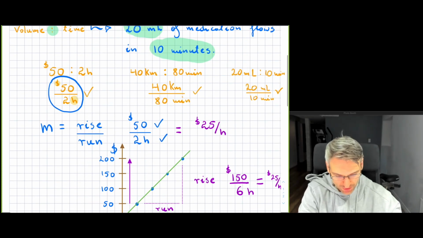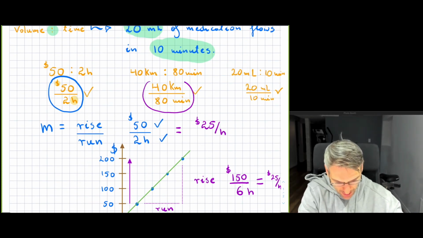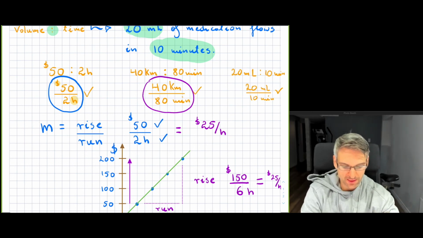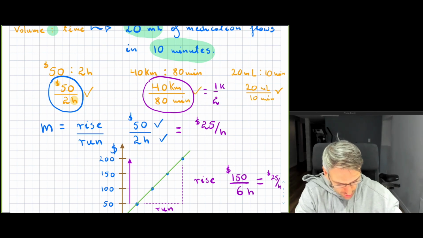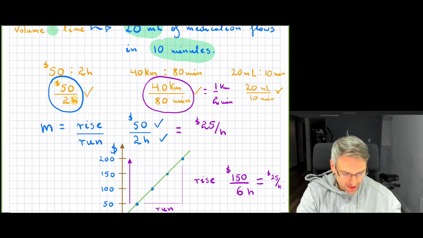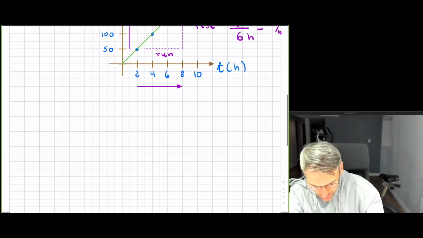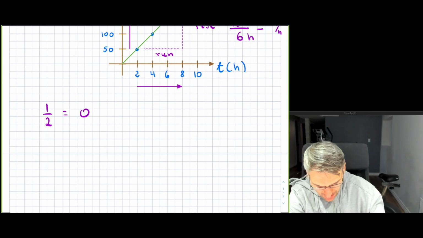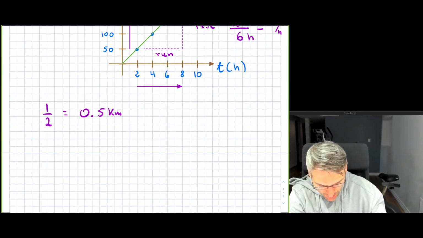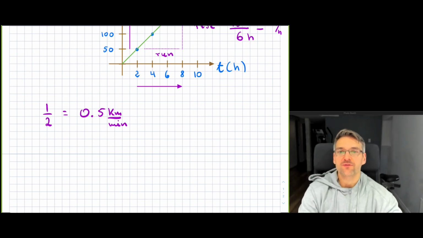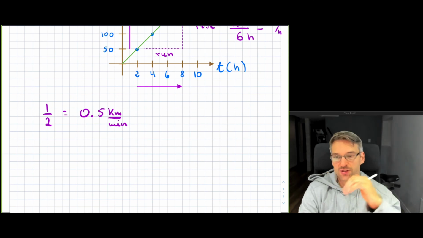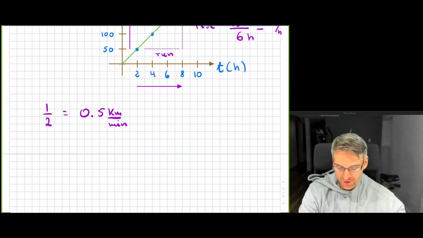So if we took, for instance, this right here, of course, I can simplify 40 kilometers in 80 minutes. And what I would get is 1 kilometer, so this is, for instance, 1 over 2. So 1 kilometer for every 2 minutes. Or in other ways, if I write 1 over 2, that's basically 0.5 kilometers per every single minute.